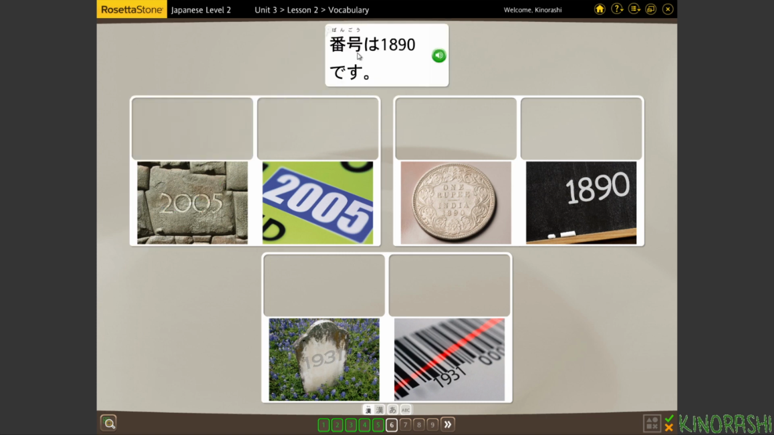番号は1890です。 Notice this is being pronounced as "happyaku" and not "hachihyaku". With certain numbers, you change the pronunciation. This being one of them.